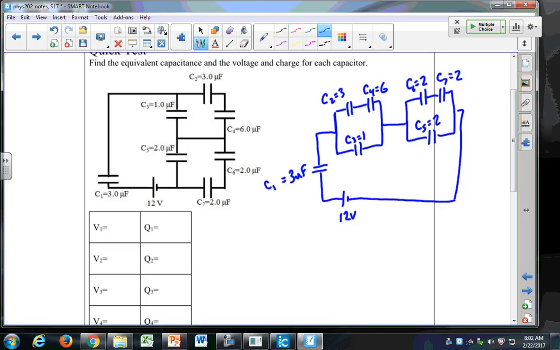Well, the 3 and the 6 is what? 1 over a third plus a sixth is 2, right? 2 and 1 is 3. The 2 and the 2 is 1, with the 2 is 3. Okay? So I have a 3, a 3, and a 3. If I do a 3, 3, and 3 in series, what does that give me? It gives me 1, right? I have 1 over a third plus a third plus a third, which is 1. 1 over 1, which is 1.